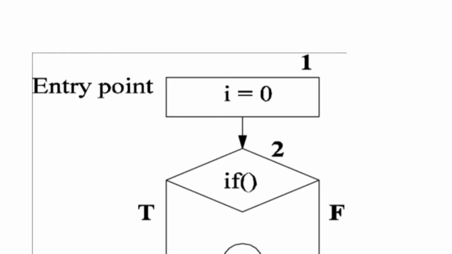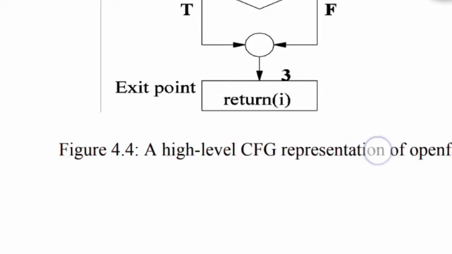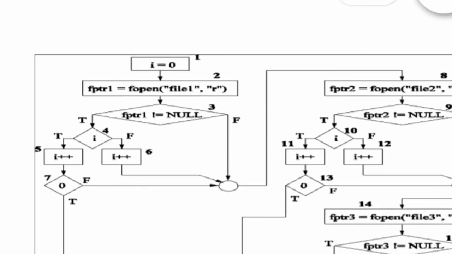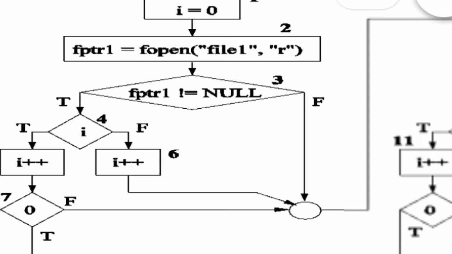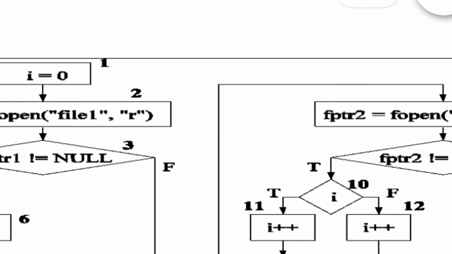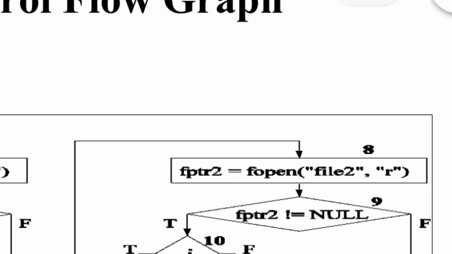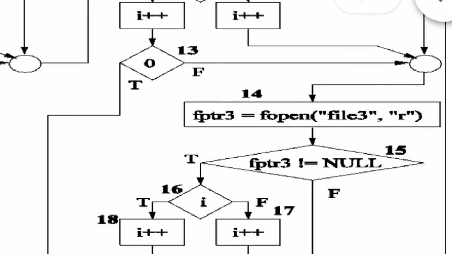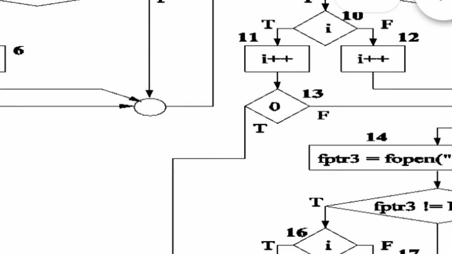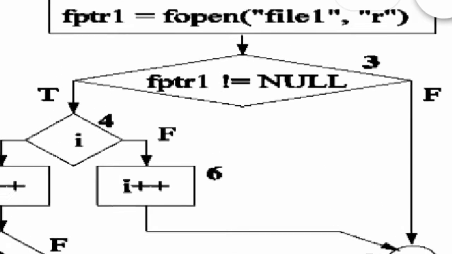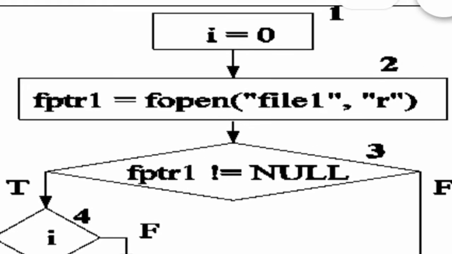So here the representation of the open files is more of a picture, and you have to observe. If we understand half of the part of the program, automatically we can write the other 2 parts. Why? Because FPTR1 is not equals to null, here FPTR2 is not equals to null, FPTR3 is not equals to null. If we understand this part, automatically we can write the 2 parts.